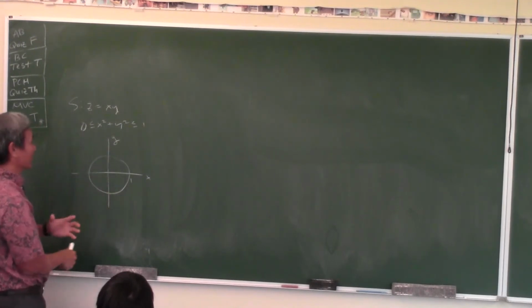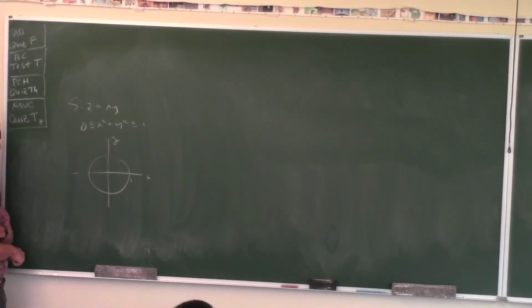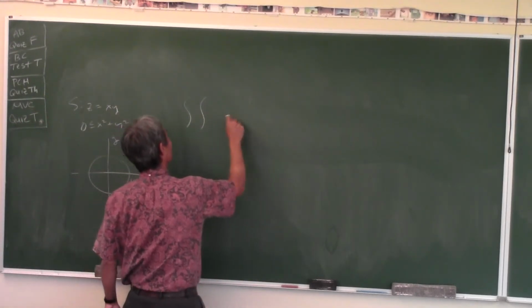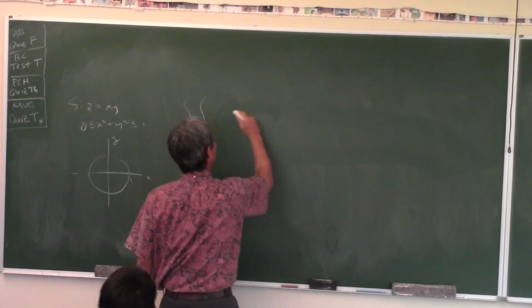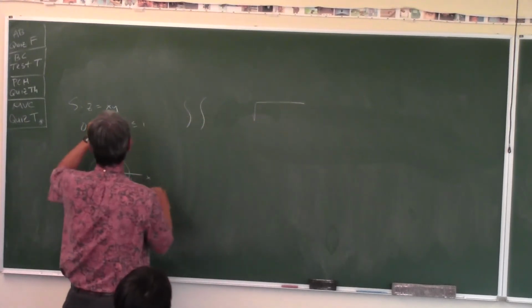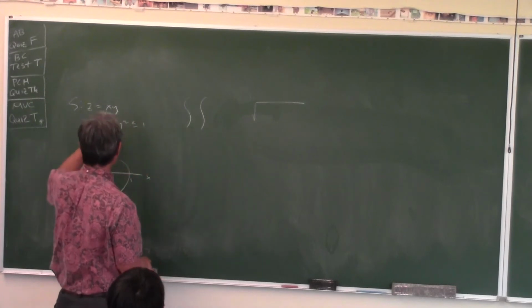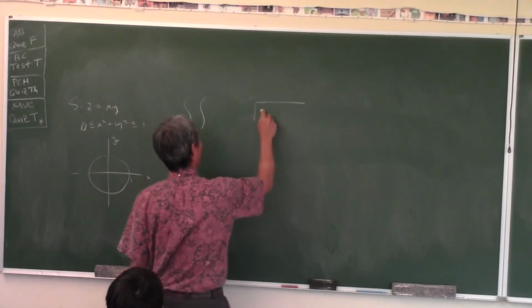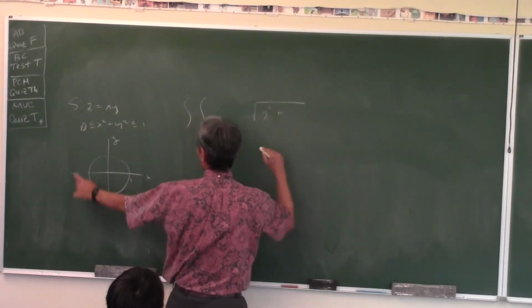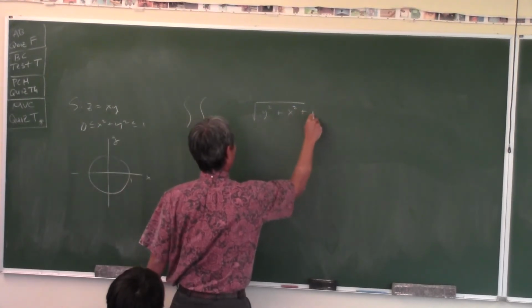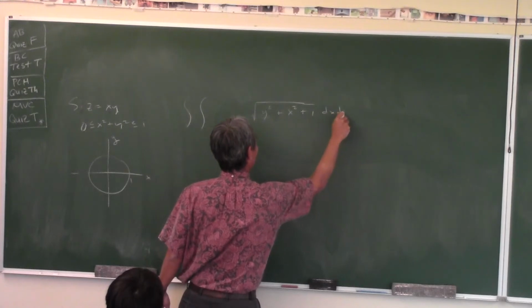Okay, so we know how to compute the surface area, right? Let's write that down. What's the formula for surface area? Double integral of the square root of, leaving a space here, the partial with respect to x squared, which is what? What's the partial with respect to x? y. y squared plus the partial with respect to y, x squared, plus 1, dx dy, correct?